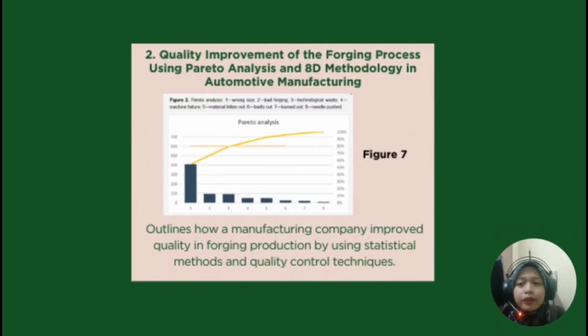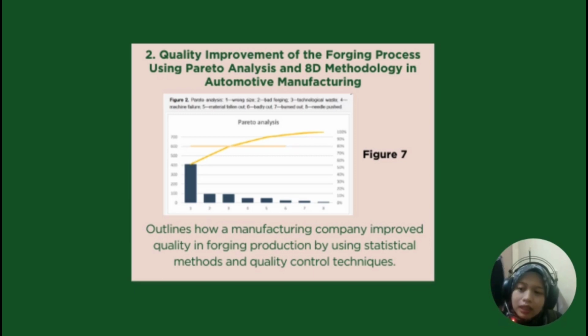And lastly, I, Nor Faradiba Binti Ahmad, will present case study 2, which is entitled Quality Improvement of the Forging Process using Pareto Analysis and 8D Methodology in Automotive Manufacturing. This paper introduces a case study considering the forging process in the production of gearboxes, where customer complaints were identified in the last year, demanding the need to eliminate the failure.